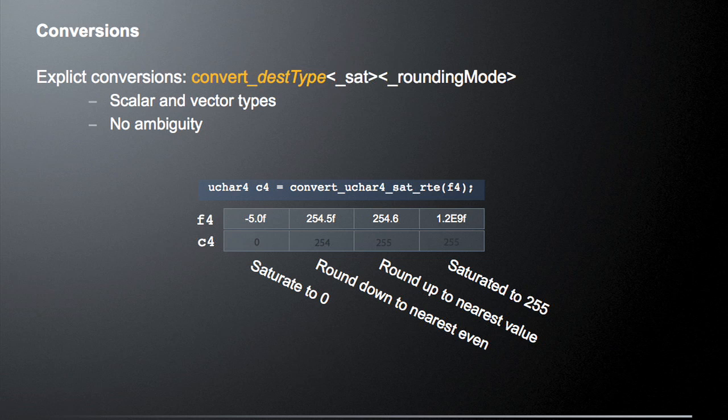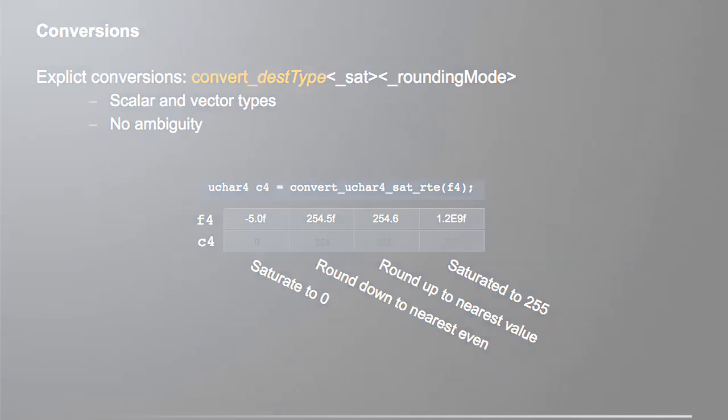Say we have a uchar4 and we want to convert it to a float4, or vice versa. Depending on the saturation type when we convert the float4 to the uchar4 named c4, we'll know explicitly what's going on. One example is saturate to zero, so that when the value is negative, it stops at zero and won't go negative. Another possibility is round to the nearest even. Another is round to nearest value, and we can also saturate to 255. Even though the value stored in the floating point value is much larger than could be stored in a char, we know it'll saturate at 255 instead of wrapping around.